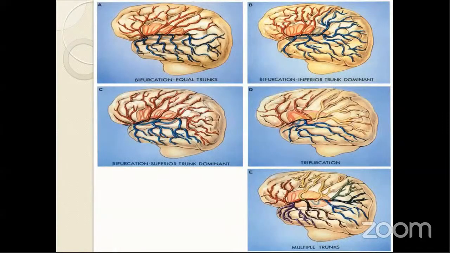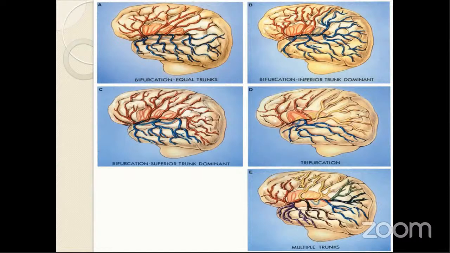This is an image showing the bifurcation, and bifurcation is divided into, in image A, we can see the equal trunks, that is the superior trunk and inferior trunk. It is present in 18% of cases. The B image is showing bifurcation, in which there is domination of inferior trunk, and it is most common, in 32% of cases. And the C image is showing bifurcation, in which the superior trunk is dominant, and it is present in about 12% of cases.